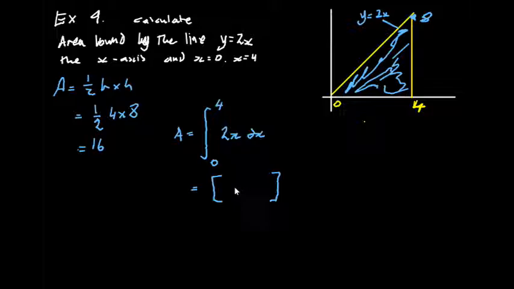Again, just work out what the antiderivative of 2x is, which is x squared, and then put in my values. So I'll have 4 squared take 0 squared, which gives me 16. Same answer, two different ways of doing it gives me the same result.